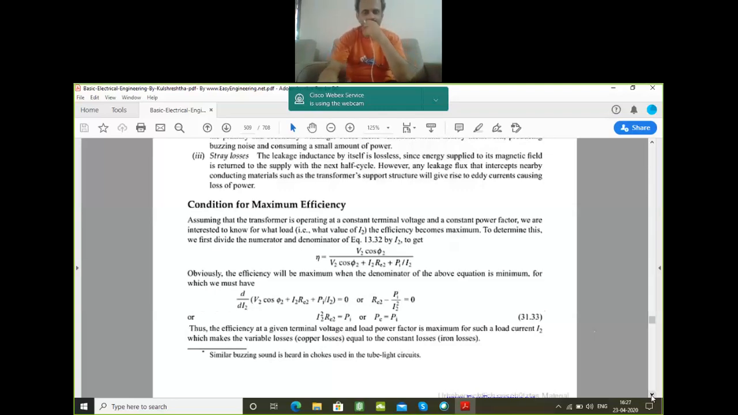So you can have maximum efficiency when the copper loss is equal to the iron loss, when both the power losses are equal. That we studied in the previous class.